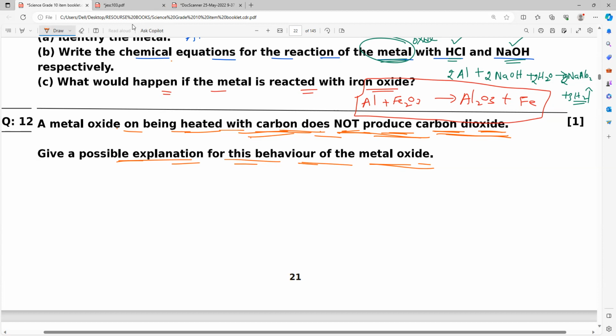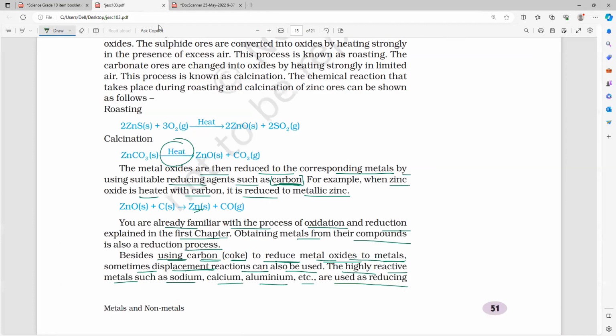Yes, please. Give a possible explanation for this behavior of the metal they are asking. Anybody? When will it not give carbon dioxide? They are saying you are heating, but it is not giving carbon dioxide. All of you? Yes, please. Answer is here.